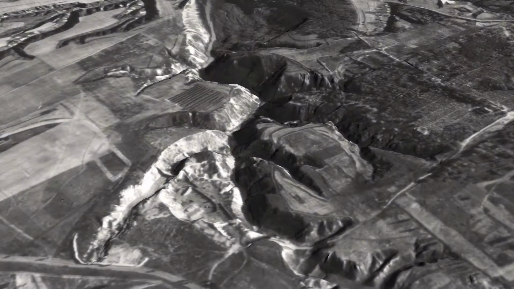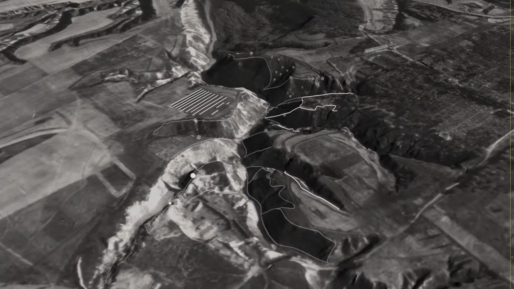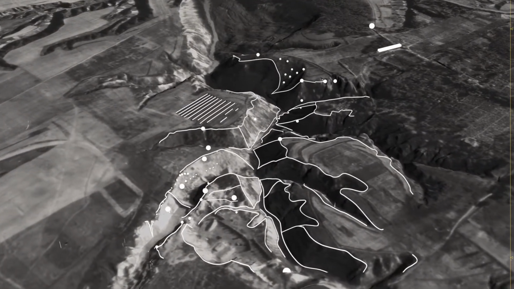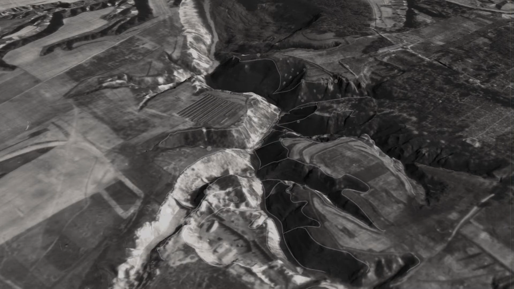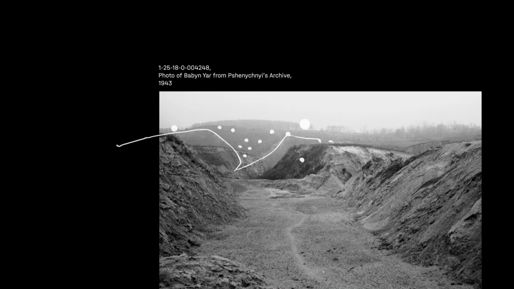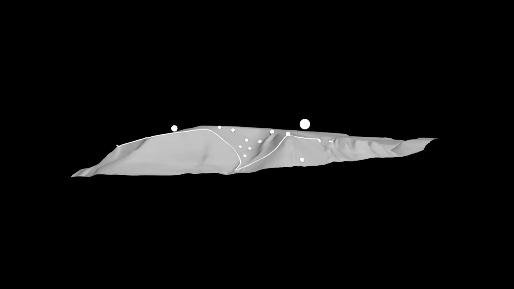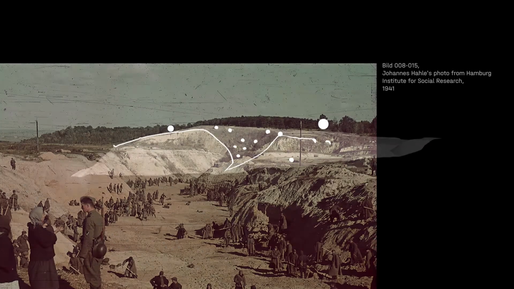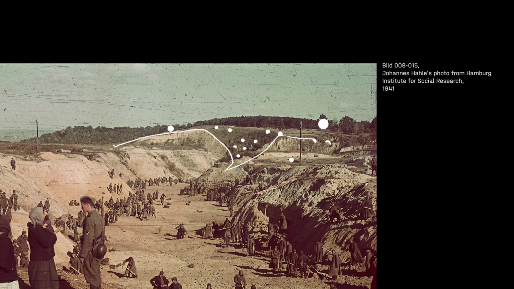Using this method, we can analyze the distinct terrain elements present in the photos. This hill, for instance, can be identified by the shape of the slope right here and those trees over there. By tracing such distinct features, we managed to pinpoint the exact locations where most of the archive photos were taken.